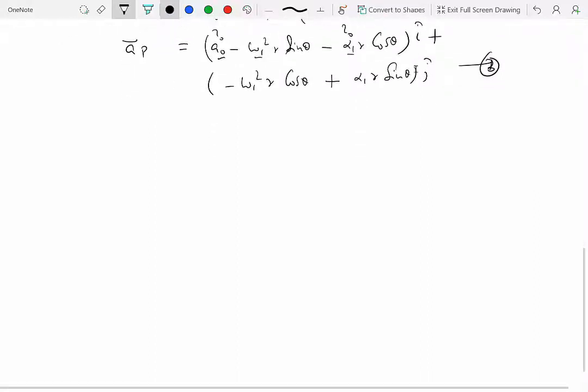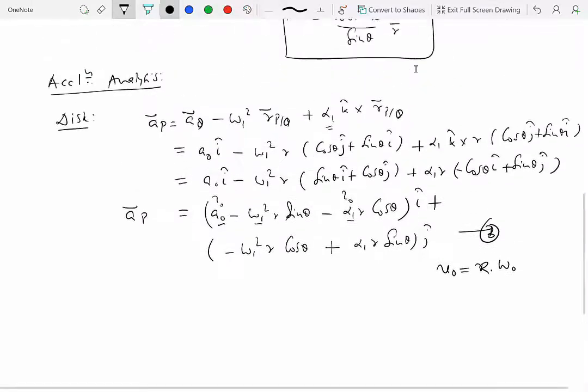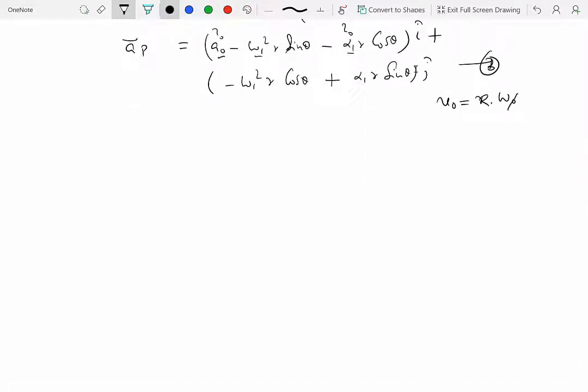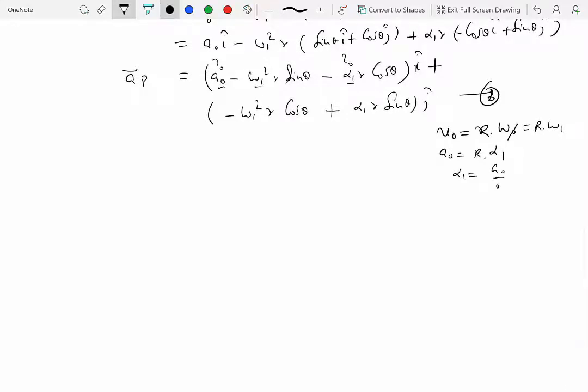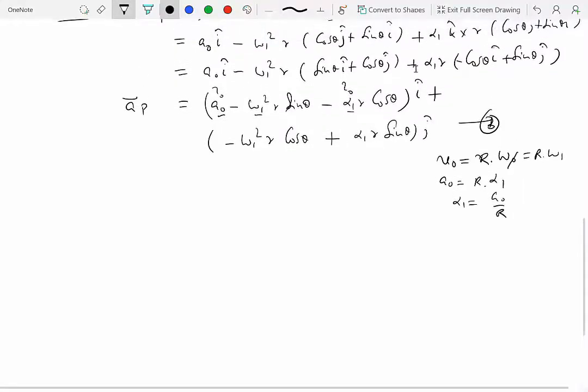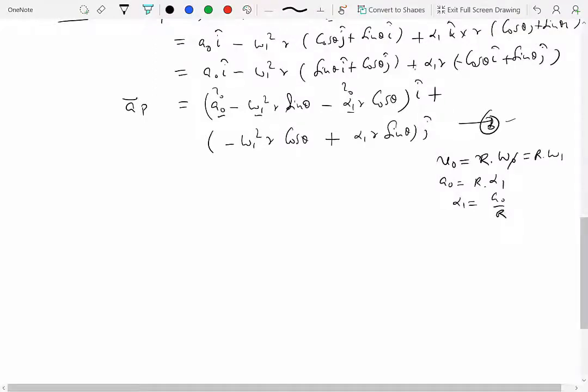Now, are A0 and alpha 1 independent of each other? No, they are not. Just as we know that the velocity of the center of mass of the disk under the no slip condition is its radius times omega, and we are using omega 1 here, this is r times omega 1. Similarly, acceleration by differentiation would be r times alpha 1, right? So actually alpha 1 is known in terms of A0. The question could ask for the acceleration of the center of mass or the angular acceleration, it doesn't matter. If it asks for A0, we can write alpha 1 to be A0 over r. So in a sense, we only have one unknown in equation number 3, either alpha 1 or A0, but not both of them.